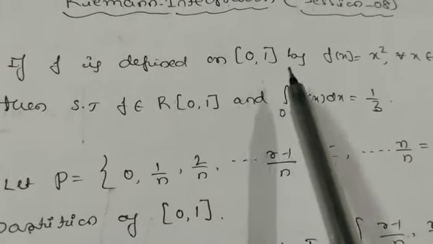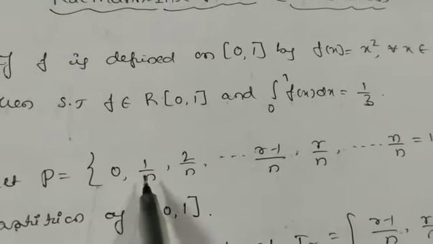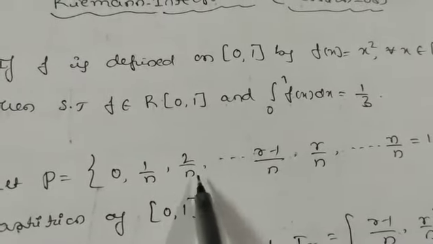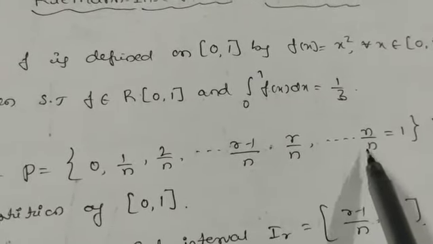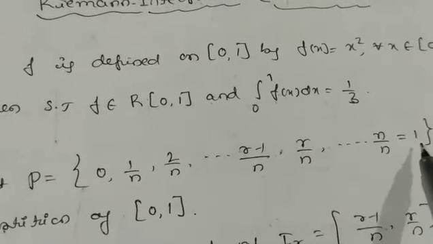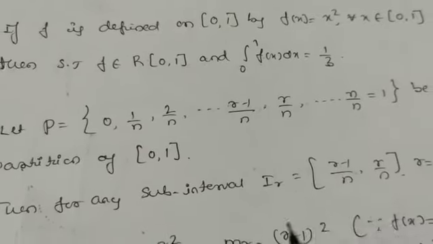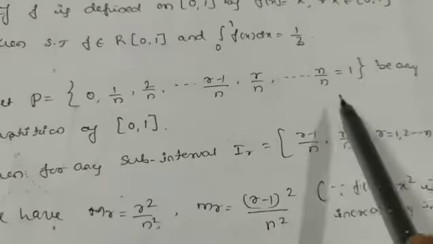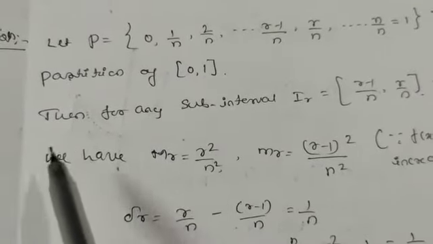The closed interval is [0, 1]. We divide this interval into n subintervals, that is 0, 1/n, 2/n, and so on up to (r-1)/n, r/n, and so on up to n/n. We know n/n is equal to 1. So I divided this interval into n subintervals, n+1 points, because here it starts at 0. Let P be any partition of the closed interval [0, 1].